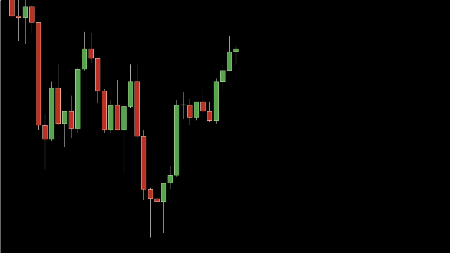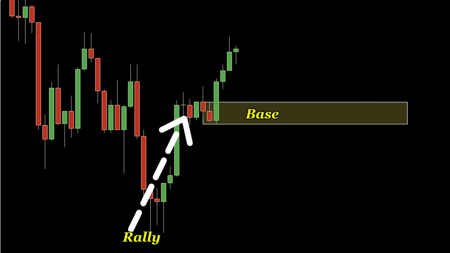Looking at this real chart, we can see the rally-based rally pattern play out perfectly. First, there's a strong rally. Smart money and institutions are driving the price upward. This is a clear sign that they're stepping in and taking control of the market. But here's where psychology gets interesting. The market pauses, forming a base. For retail traders, this might look like indecision or a sign that momentum is fading.